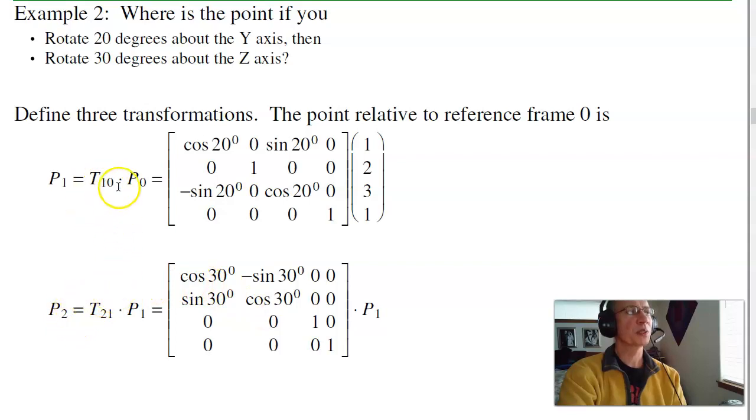And notice with the symbolism, T10 times P0 gives you P1. T21 times P1 gives you P2. And I can also simplify this and say T21 times T10 gives you T20. Takes it from reference frame 0 to reference frame 2.